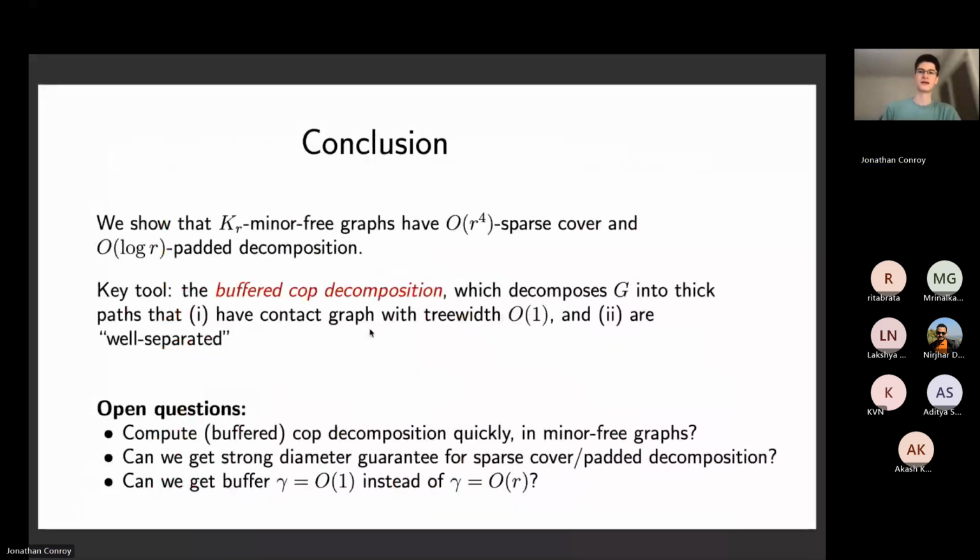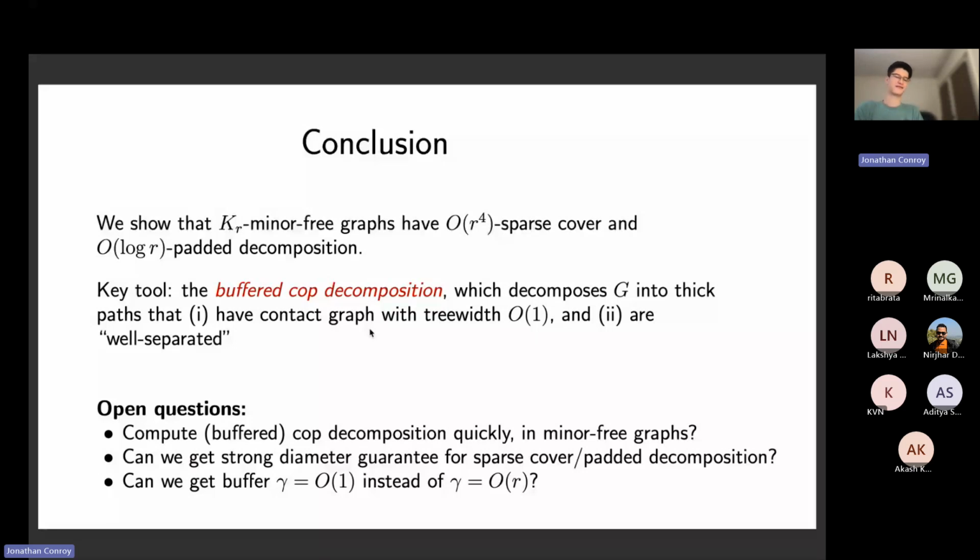Okay, good. So just to conclude, we showed that MinorFree graphs have a poly R sparsity sparse cover, and consequently log R padded decomposition, where R is the size of the excluded minor. And the key tool is this buffered COP decomposition. We did this divide and conquer on the buffered COP decomposition, which is a structural theorem that decomposes a MinorFree graph into these thick paths, where the contact graph is well behaved and tree-like, and the paths are also well separated.